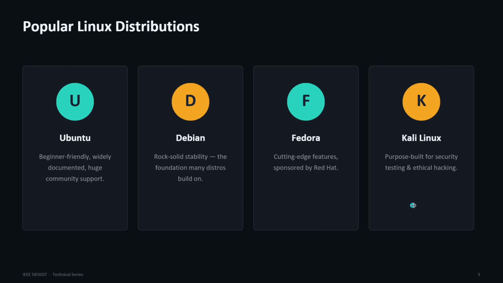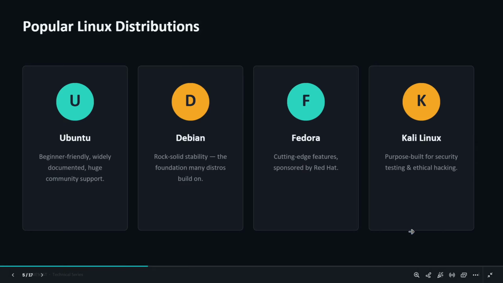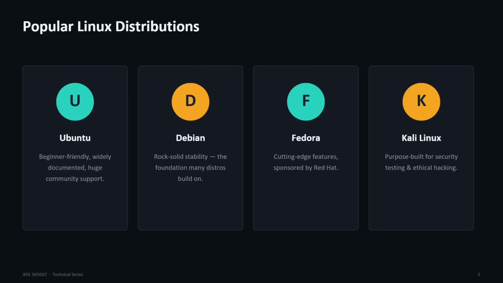And fourth is Kali Linux, which is very popular. It is purpose built for security testing and ethical hacking. It comes preloaded with penetration testing tools, not something you'd use as your daily driver, but essential if you are going into cybersecurity. For this series, we are sticking with Ubuntu because it's the most forgiving for beginners and the most documented.